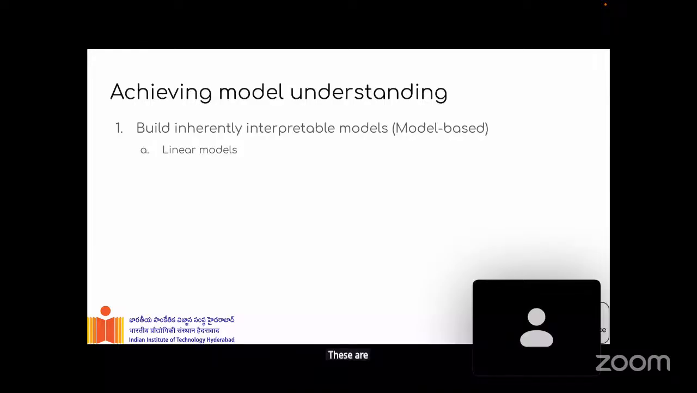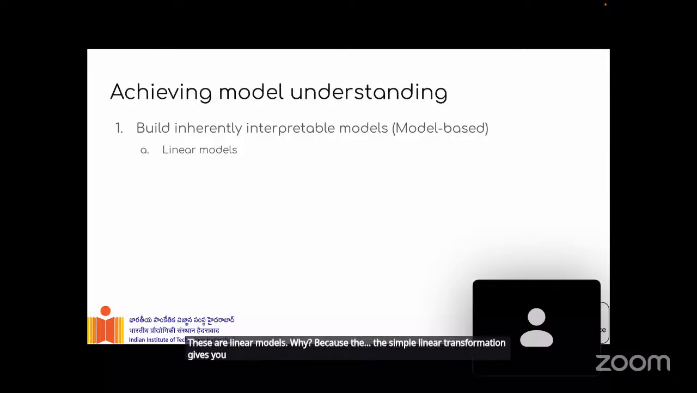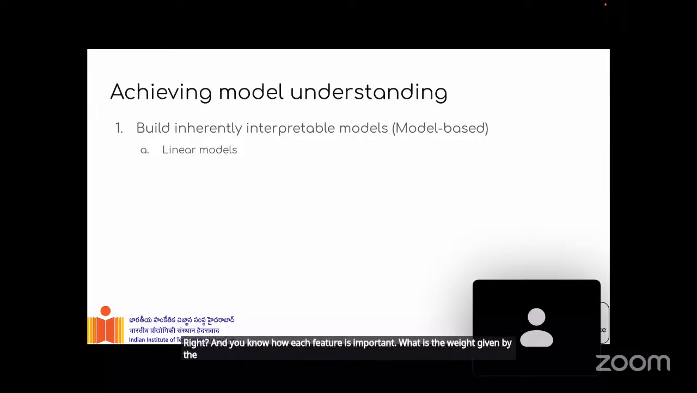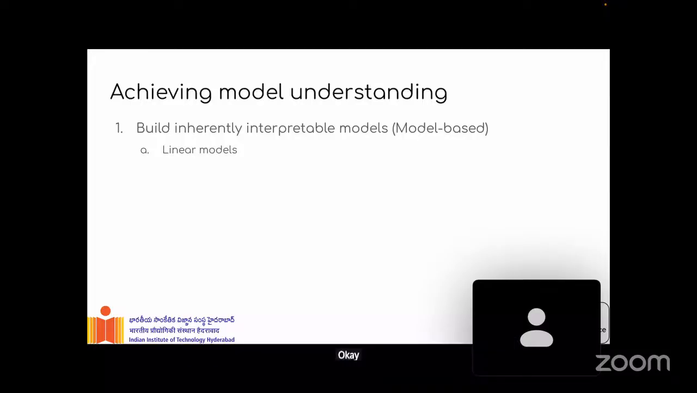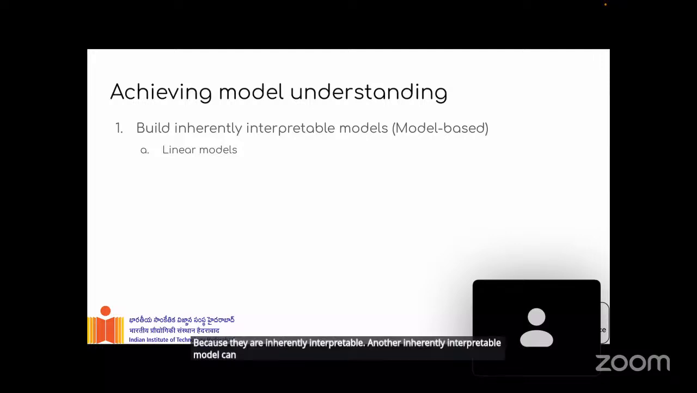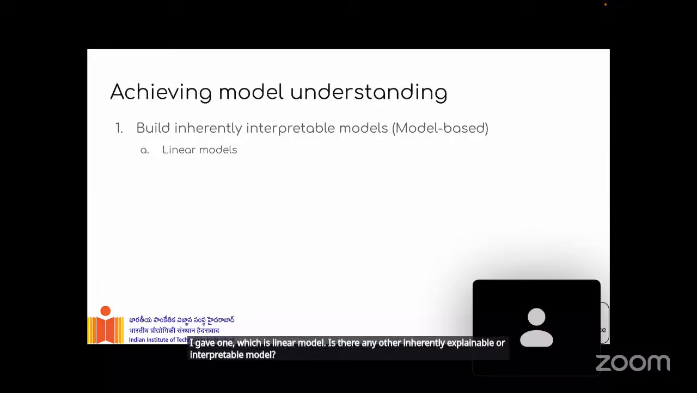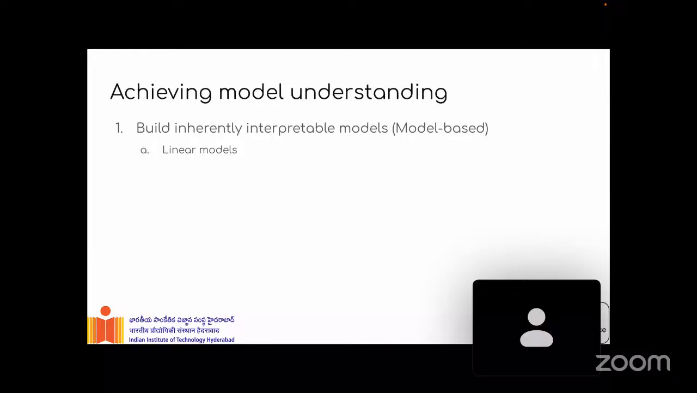These are linear models. Why? Because a simple linear transformation gives you the output, and you know how important each feature is, what weight the model gives to each of these features. If you can work with these models, well and good, because they are inherently interpretable. Another inherently interpretable model, can somebody give me an example? I gave one, which is the linear model. Is there any other inherently explainable or interpretable model? You might have gone through a lot of machine learning models, right? Machine learning algorithms.